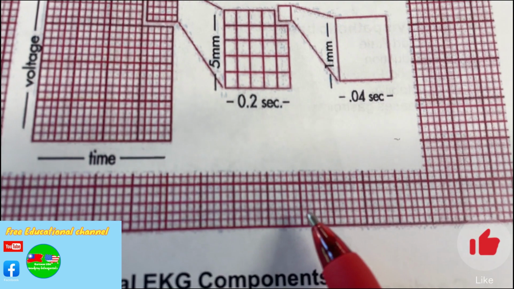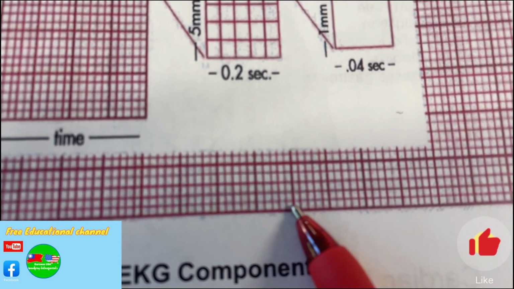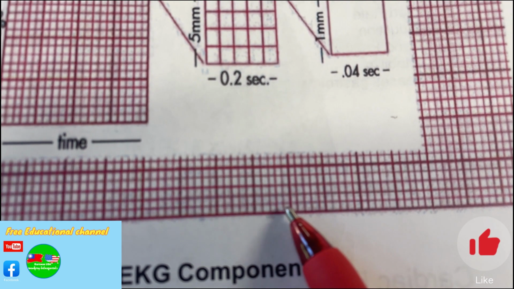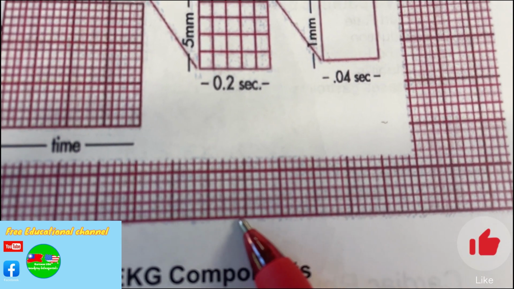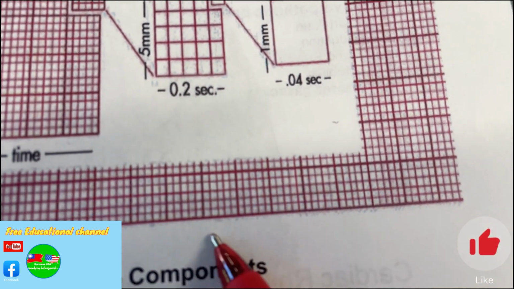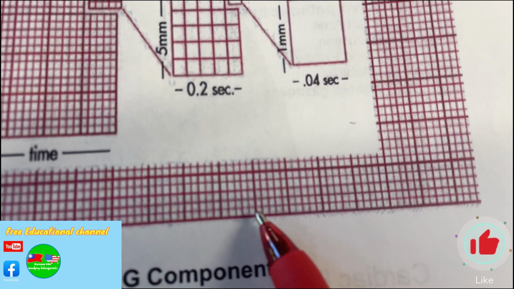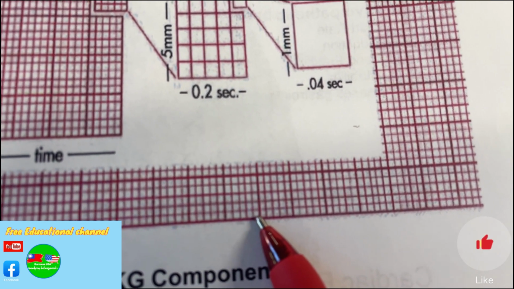It has this one as display, but look at this. Okay, this little box is 0.04 seconds. You have 1, 2, 3, 4, 5. That means 4 times 5 is 0.2 seconds. So this 5 box is 0.2 seconds. So just remember, little box is 0.04 second.